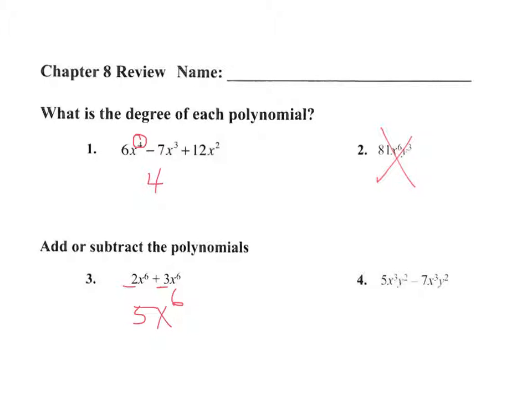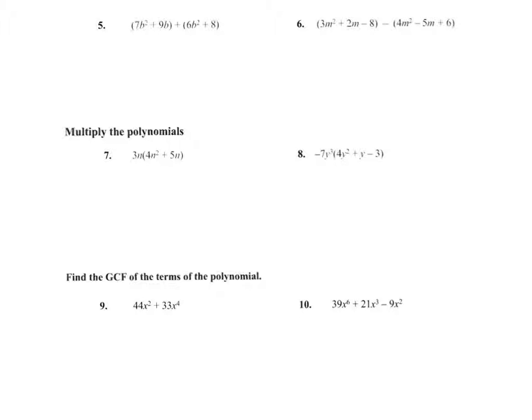For the next one, 5 apples minus 7 apples. Since those are exactly the same variables, we have negative 2x to the third and y to the second, not changing the exponents. For number 5, combining like terms, 7b to the second plus 6b to the second, we have 13b to the second plus 9b plus 8, because the rest are unlike terms.